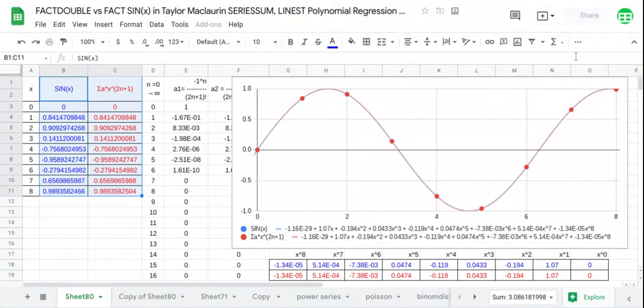This completes the use of double factorial and factorial to generate a Taylor Maclaurin Series sum expansion of sine and its LINEST polynomial regression.